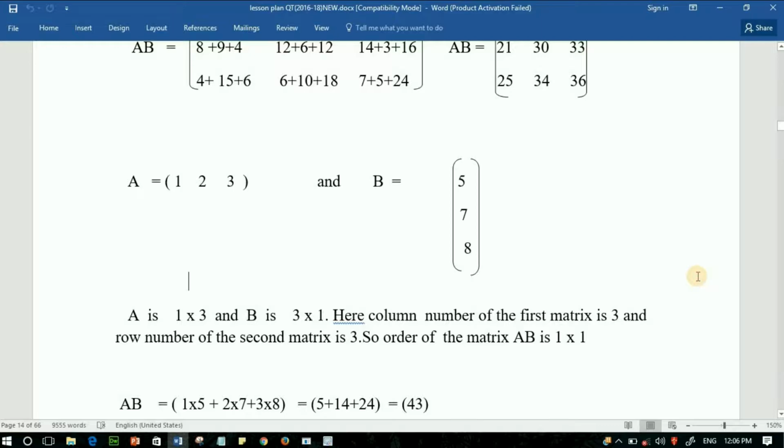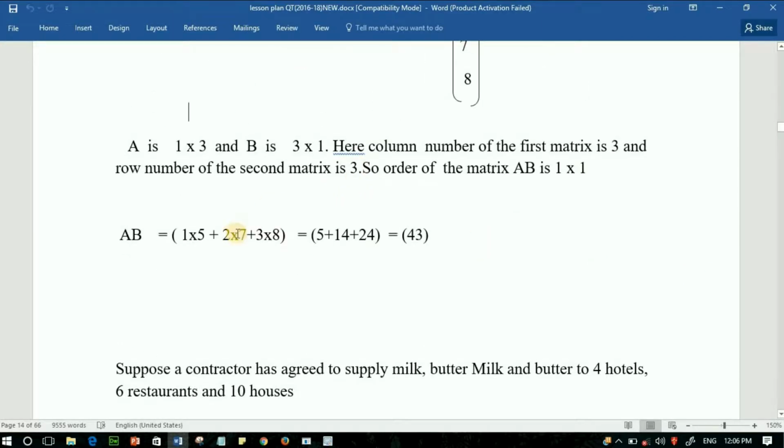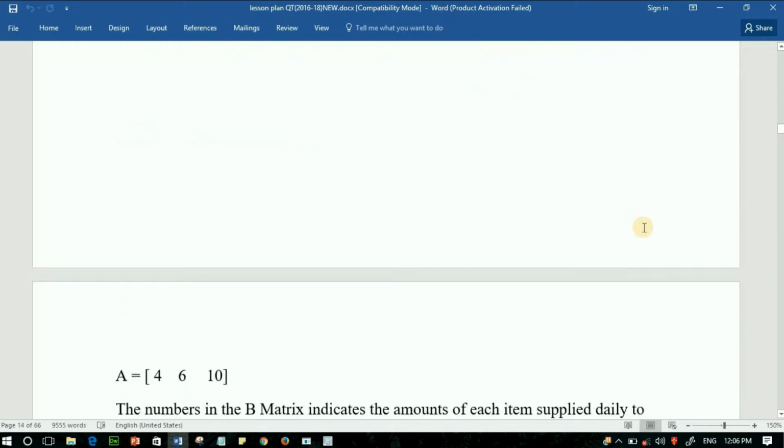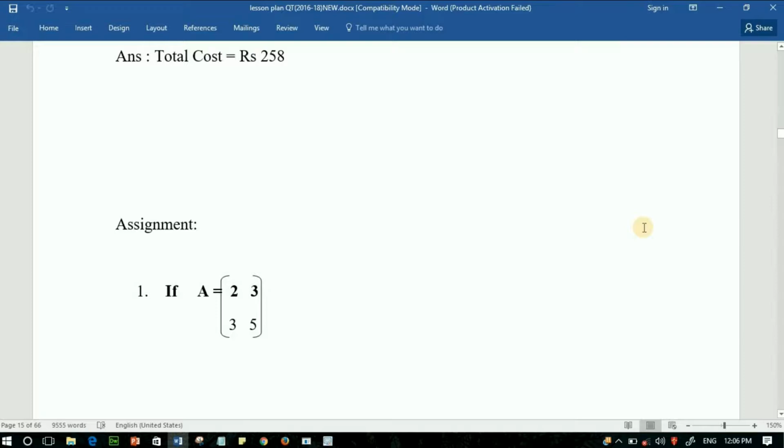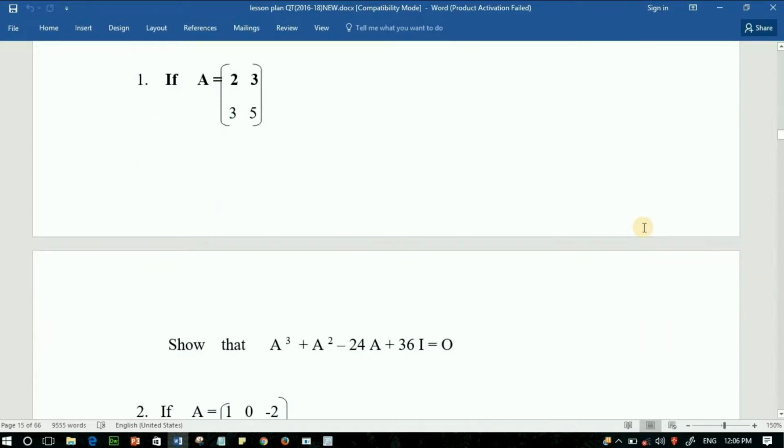So you can see that the answer is correct. So 1 into 5 plus 2 into 7 plus 3 into 8. Adding all, we get a single number, 43. That is equal to a matrix with only 1 row and 1 column. There are a number of other examples in practical life. We can discuss another example, how to do a problem.